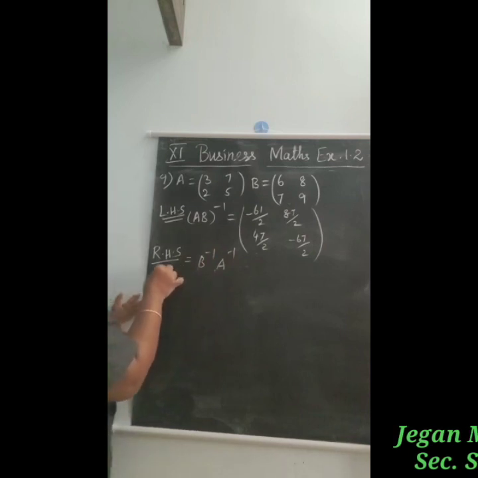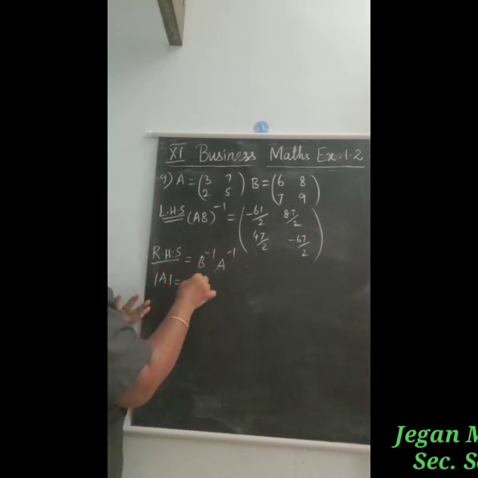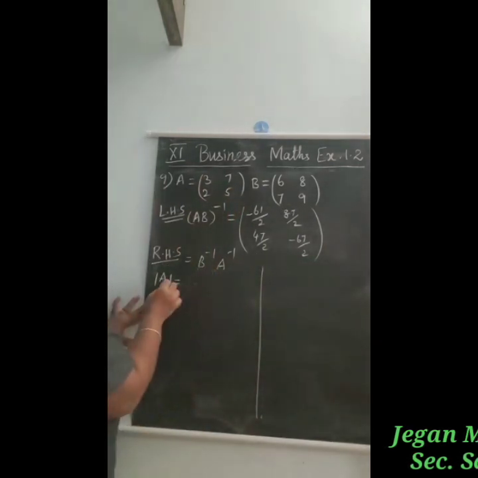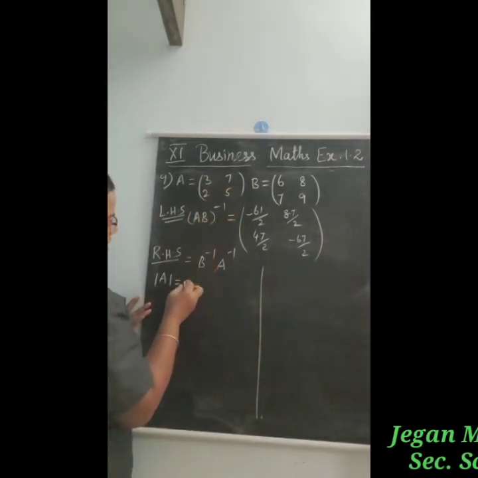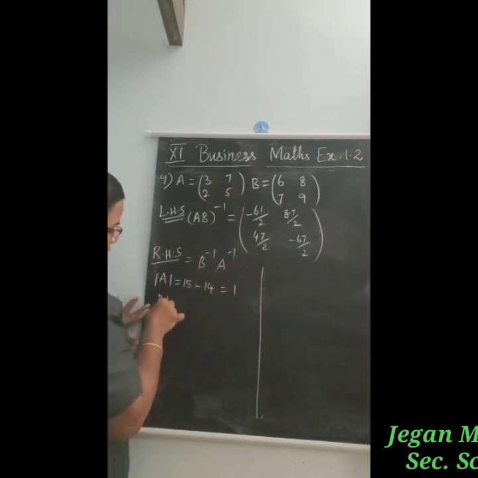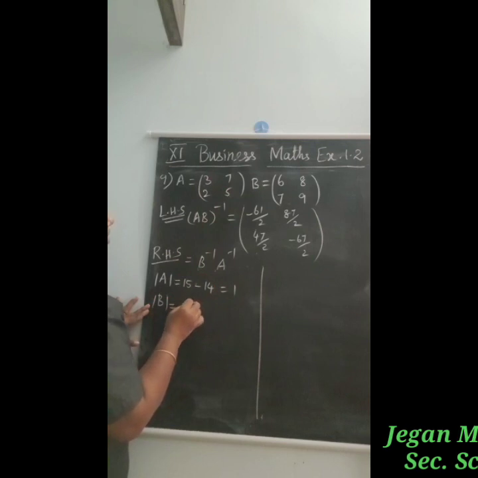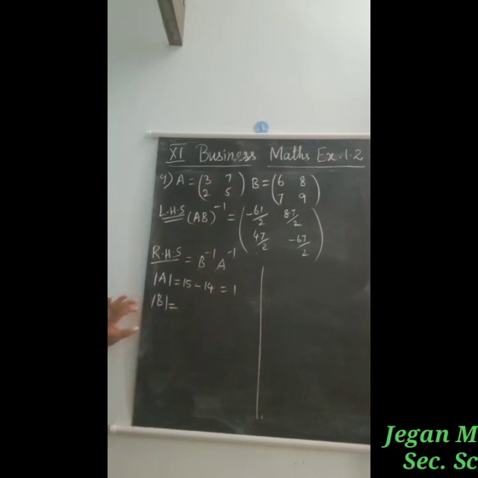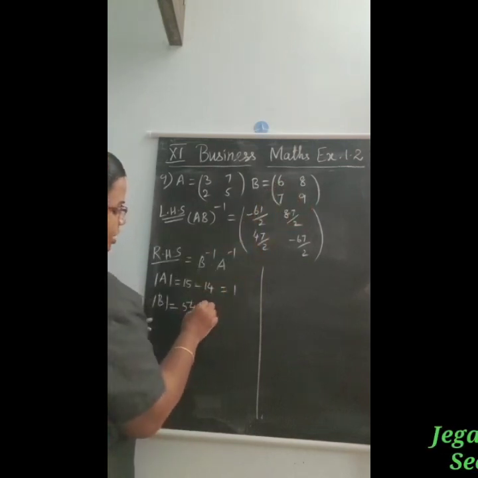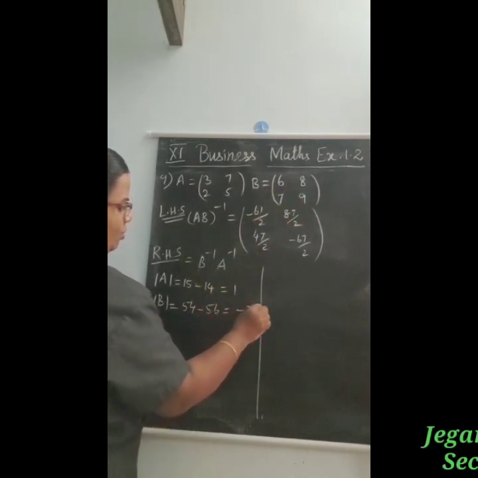So first, determinant of A, we have to take this: 15 minus 14 is equal to 1. And what is determinant of B? 9 6s are 54, minus 56. So 54 minus 56 we will get minus 2.